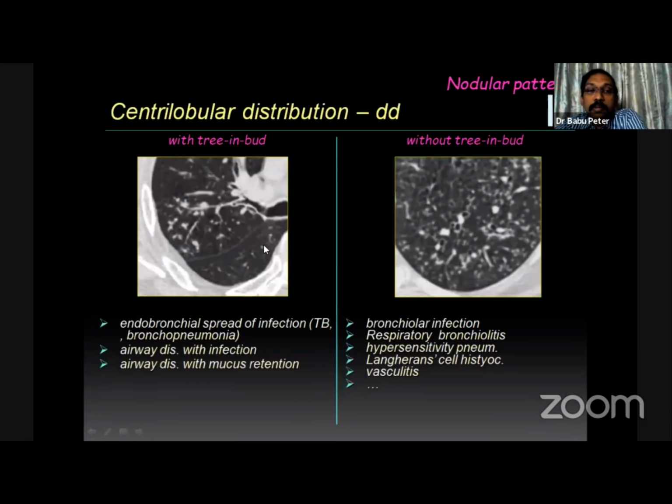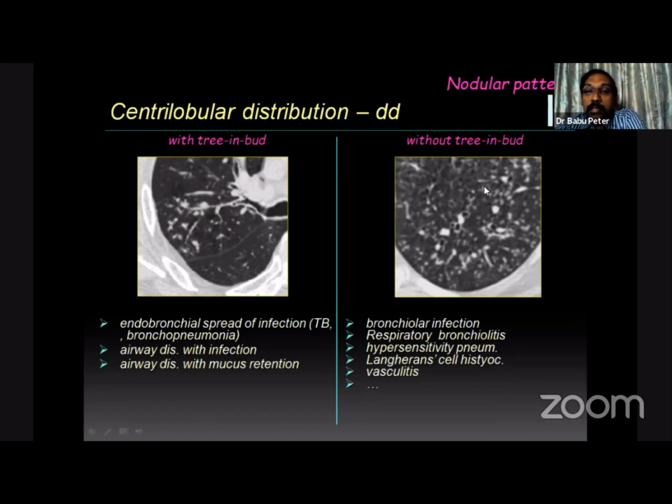And whenever centrilobular nodules are seen, try to look for the tree-in-bud appearance. The tree-in-bud appearance is these branching structures which are seen around the peribronchial areas. Whenever tree-in-bud nodules are seen, it indicates endobronchial spread of infection, which can be seen with tuberculosis or bronchopneumonia. It can also be seen due to mucus retention. Sometimes, rarely, endobronchial malignancies can also produce this appearance.